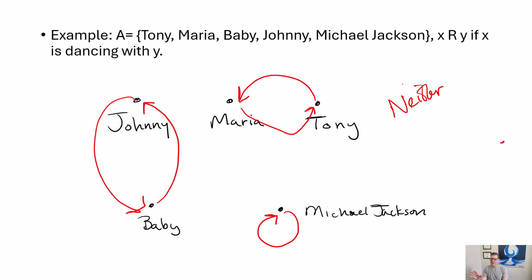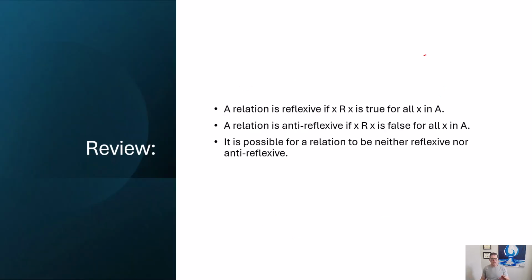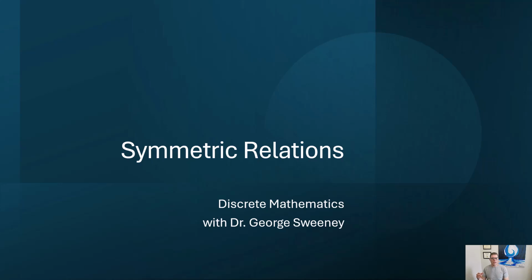So it's possible for us to have something be reflexive, have it be anti-reflexive, or have it be neither reflexive nor anti-reflexive. So to just review, a relation is going to be reflexive if xRx is true for every x in A. The relation is going to be anti-reflexive if xRx is false for all x in A. And it's also possible for a relation to be neither reflexive nor anti-reflexive. Let's take a look at another kind of relation.